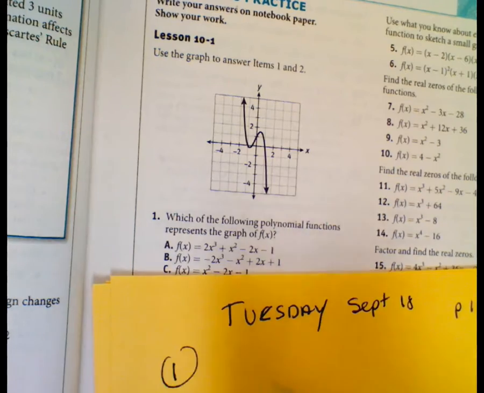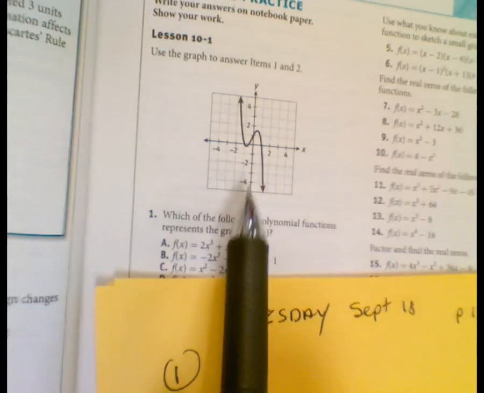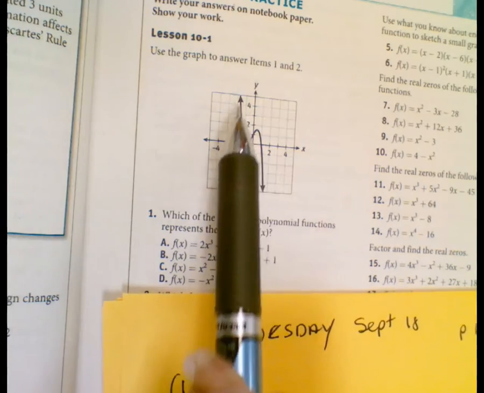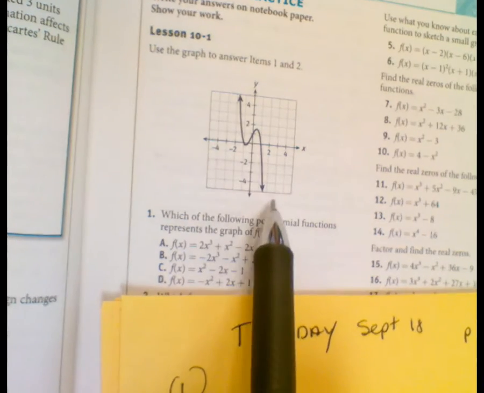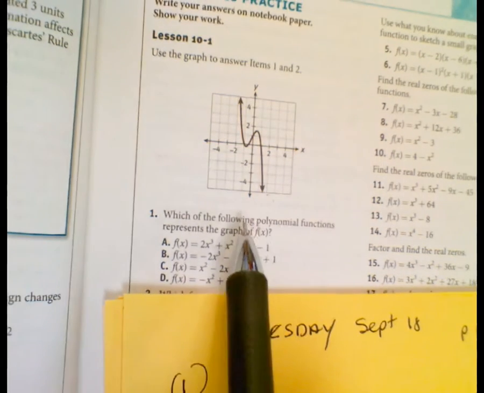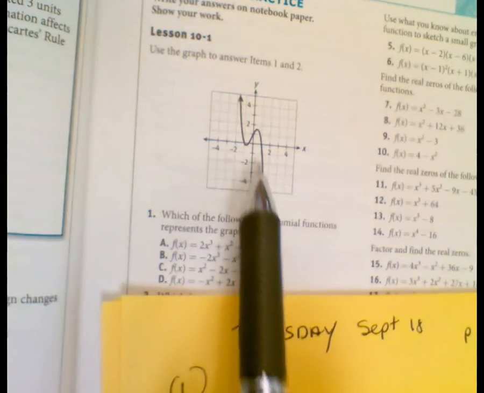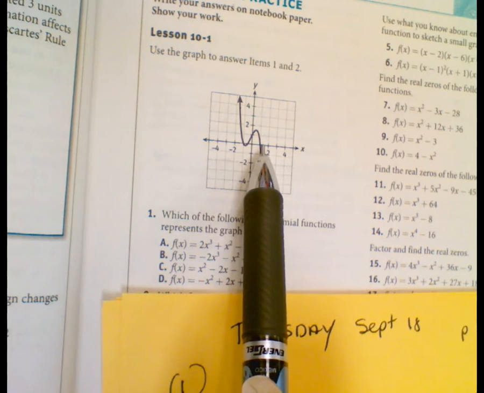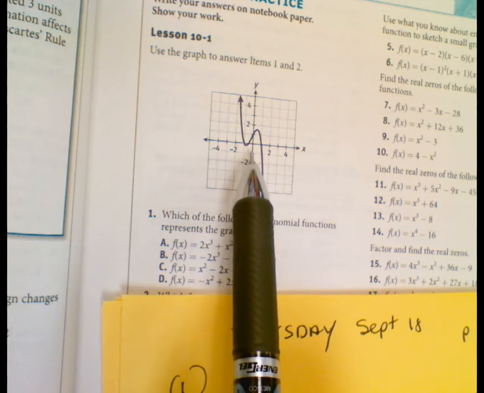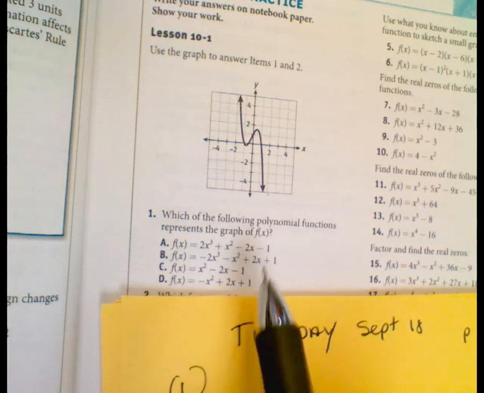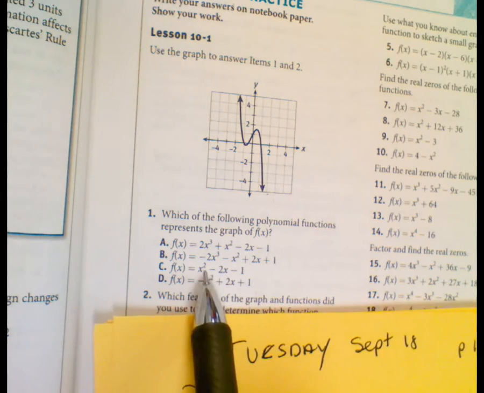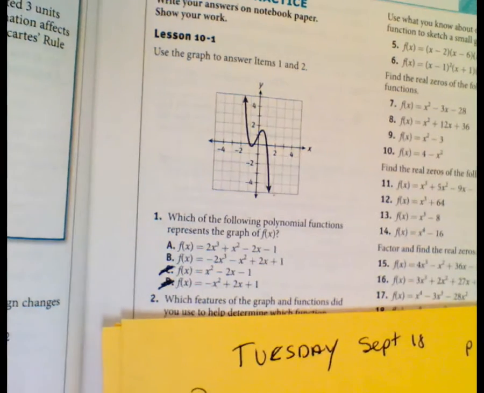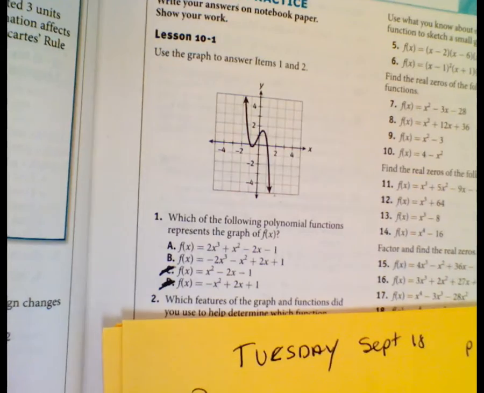Question number 1. We're using this graph right here to answer the question, which of the following polynomials represents the graph of f of x? Notice that your ends are going opposite directions, so the degree has to be odd. It looks to me like there's 1, 2, 3 zeros. I don't think any of them look double, so I would say it's probably something cubic. So if you look right here, I could cross off C and D because those are both squares, so it's not C or D. So it has to be A or B.